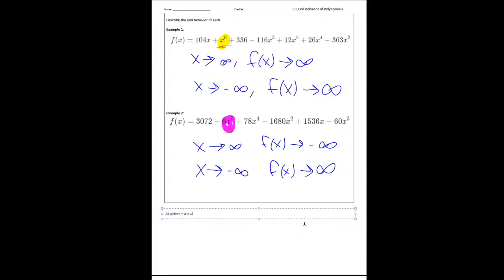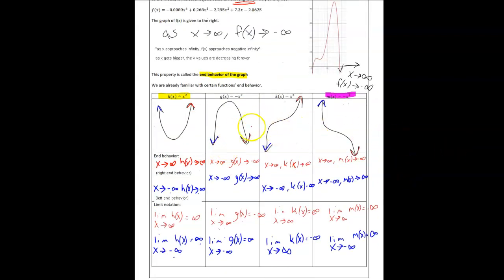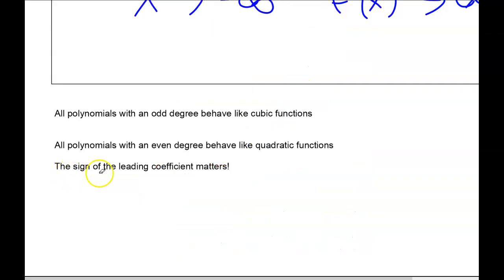So the shortcut is the following. All polynomials with an odd degree behave like our cubic functions. All polynomials with an even degree behave like quadratic functions. So what I mean by that is that anytime we're looking at the end behavior of a polynomial, we are just going to match it up to one of our four examples here. They're always going to be similar based on the sign, positive or negative, and whether this exponent is even or odd. So the very last thing we'll add to our little rule here is that the sign of that leading coefficient matters. It controls whether you have a happy parabola or a sad parabola, for example.